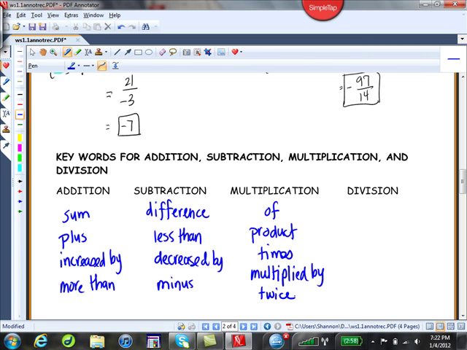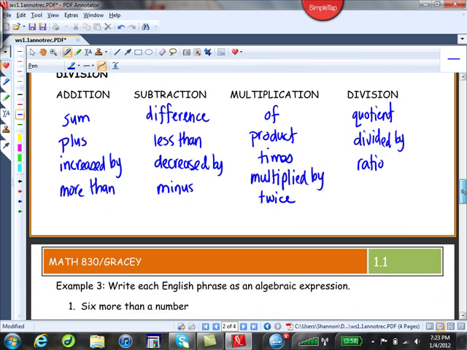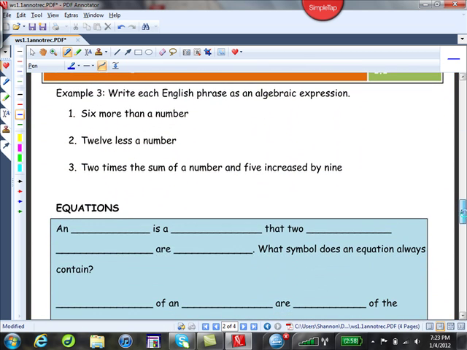Division. It's always counting how many of one quantity are in another. So quotient is the word for it. Divided by. Ratio. These are all some key words for division. All right, next up, already on page 3.